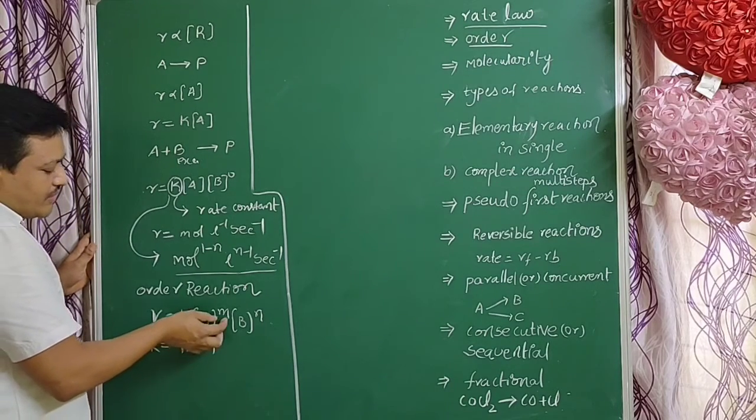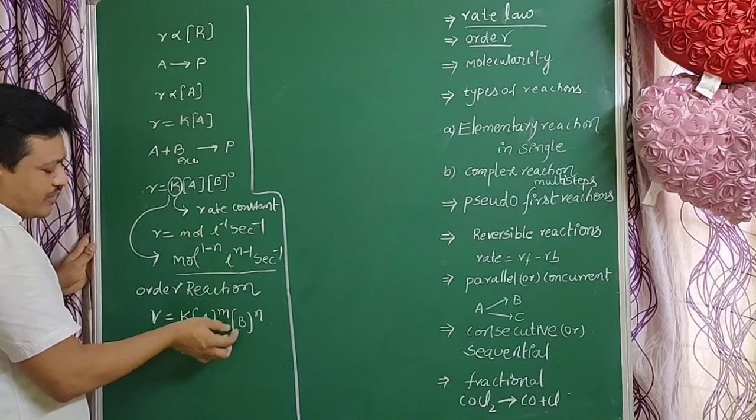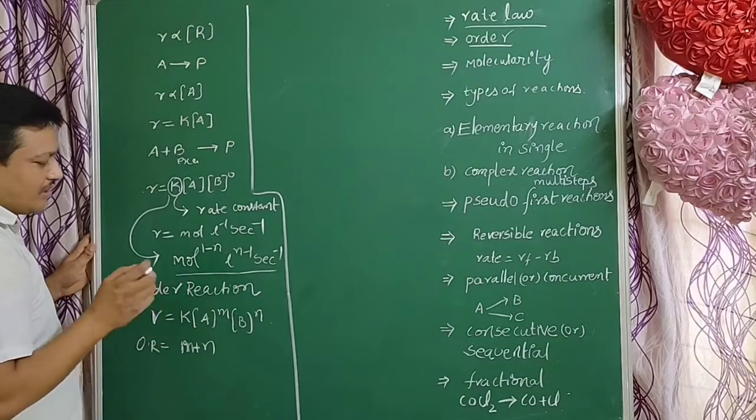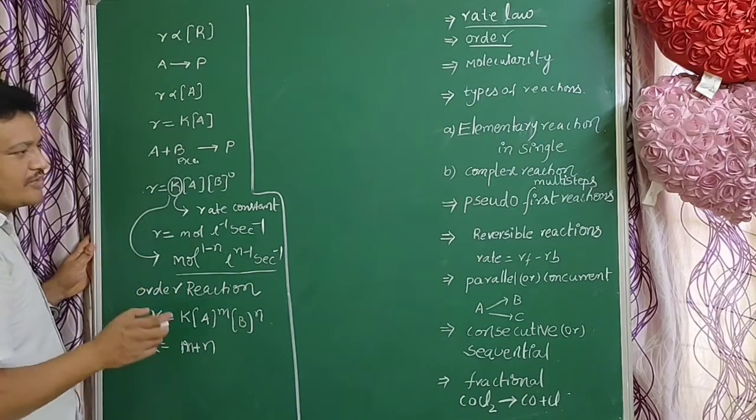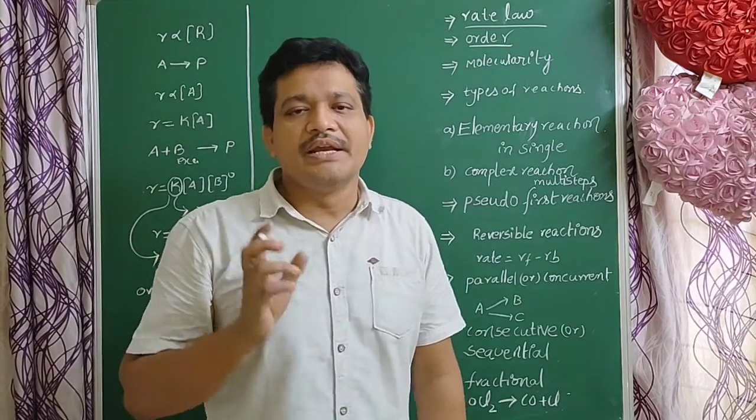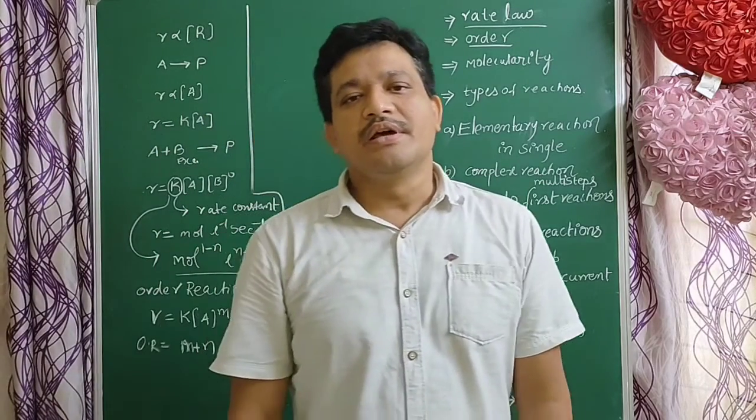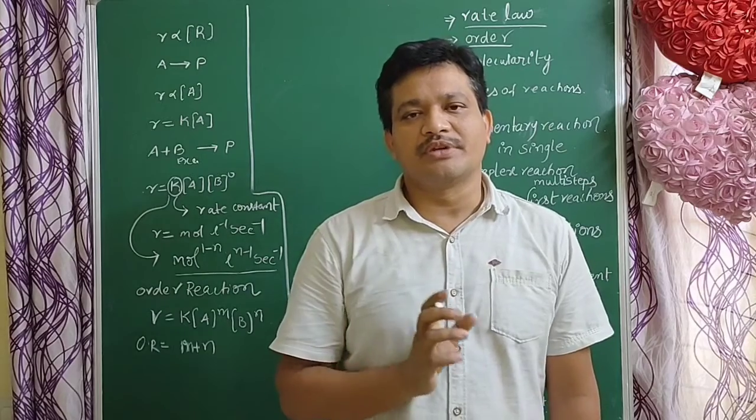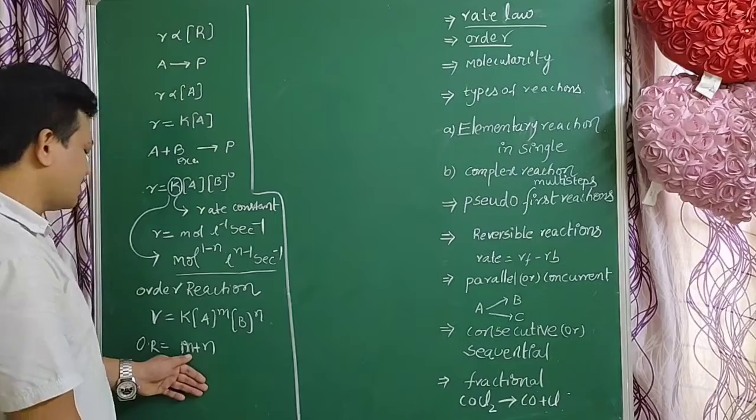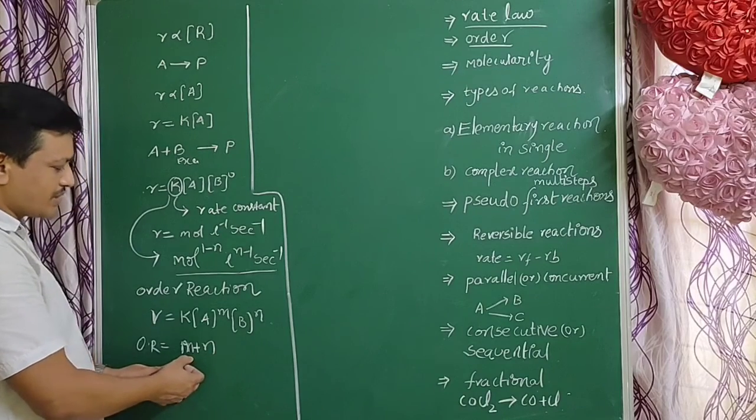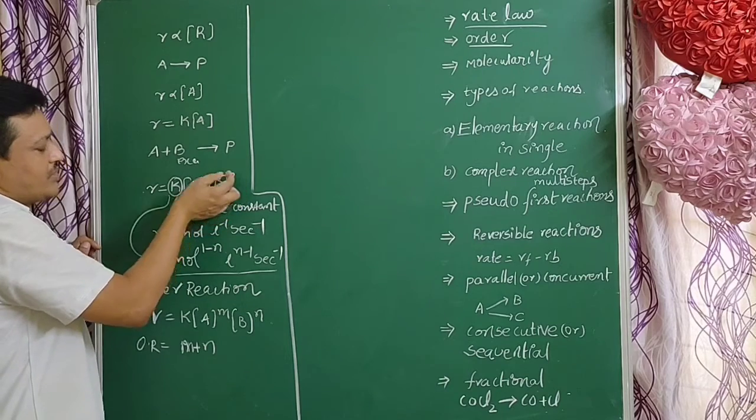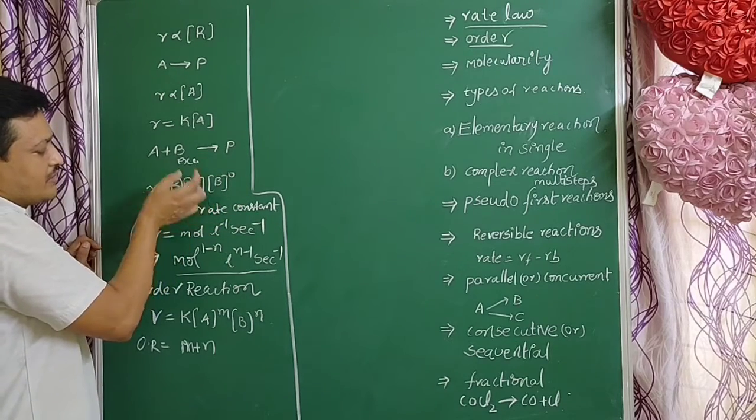With respect to A, the order of the reaction is m. With respect to B, the order of the reaction is n. In the earlier example, with respect to B the order of the reaction is 0, and with respect to A the order of the reaction is 1.